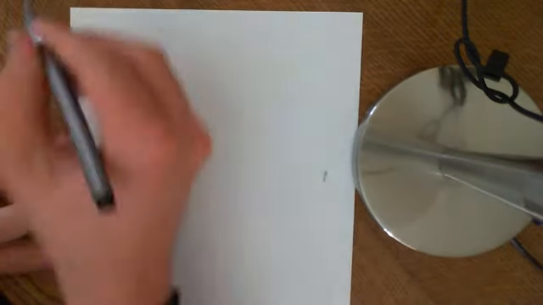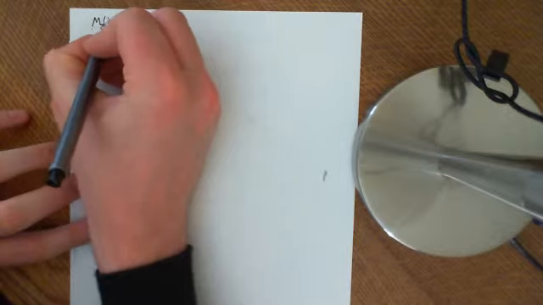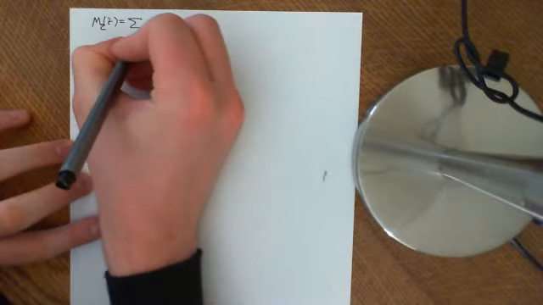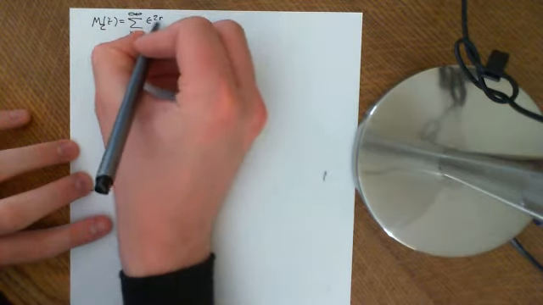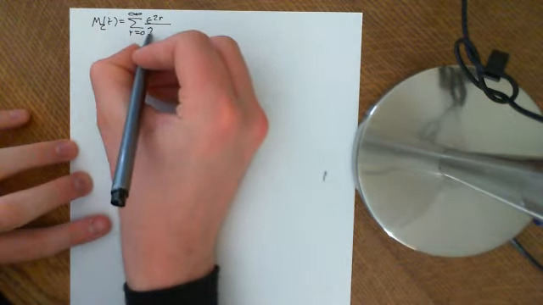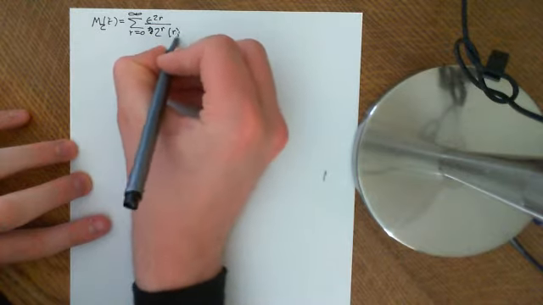Okay, so if we turn over, we know that our moment generating function for the standard normal distribution is equal to the sum from r equals 0 to infinity of t to the 2r over 2 to the power of r times r factorial.